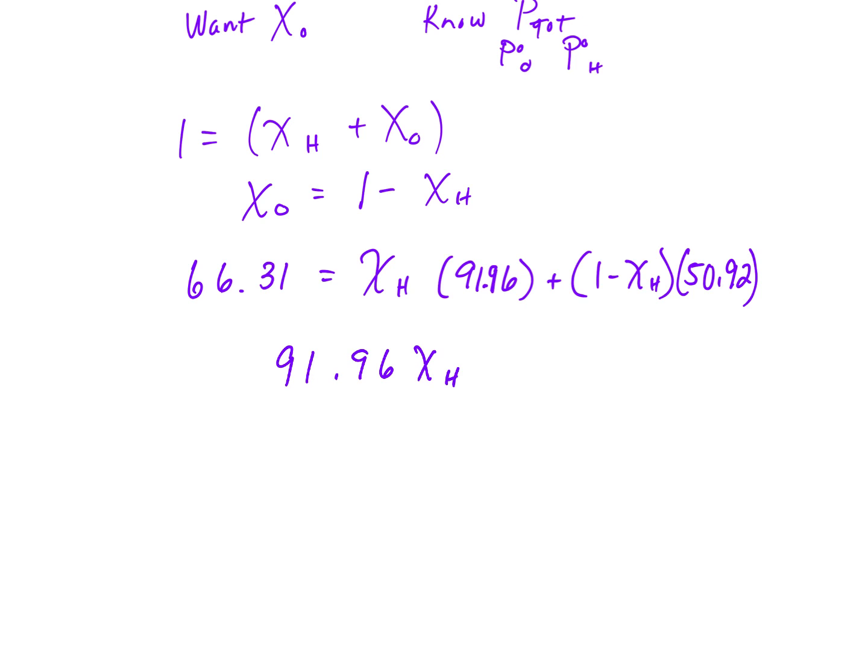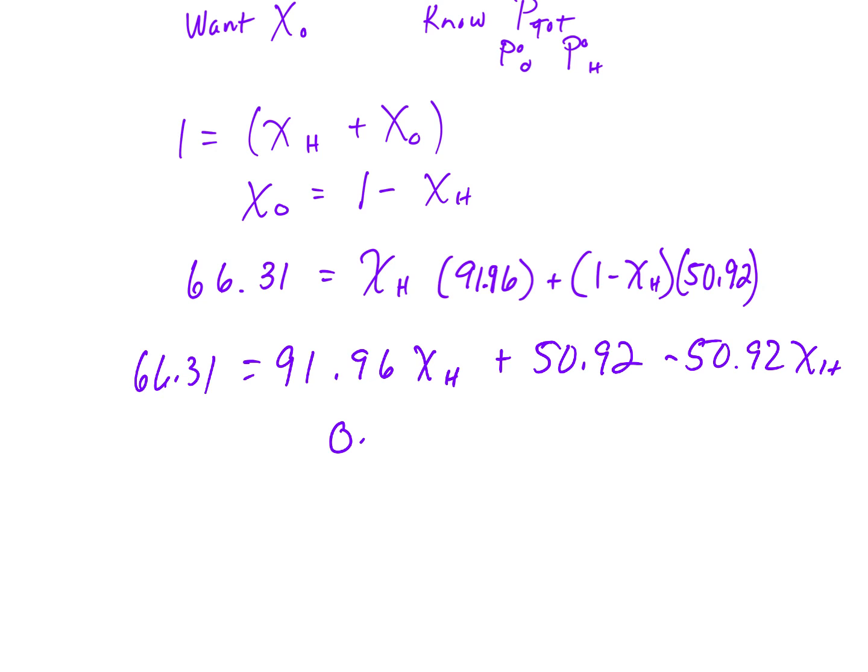So we're going to have 91.96 mole fraction of heptane plus 50.92 minus 50.92 mole fraction of heptane. Do a bit more solving. Equals 66.31. There we go. Do a bit more solving. Okay, do more algebra. And so we're going to end up with 0.375 equals the mole fraction of heptane. I skipped a bunch of steps there. Okay.